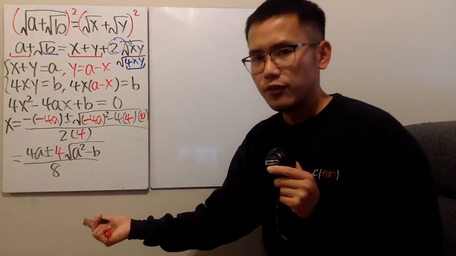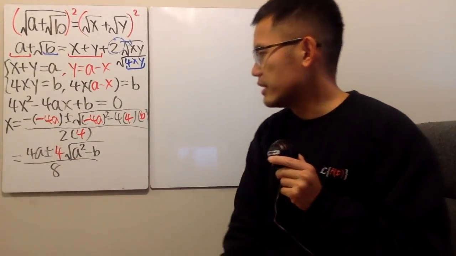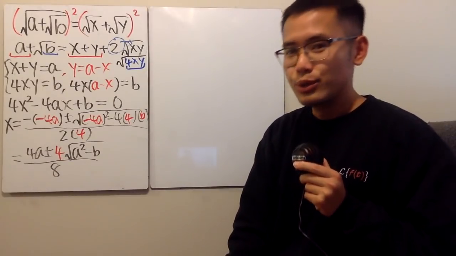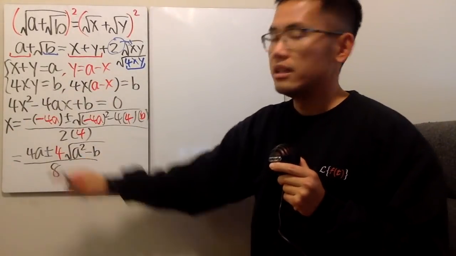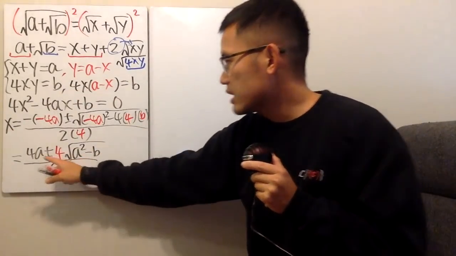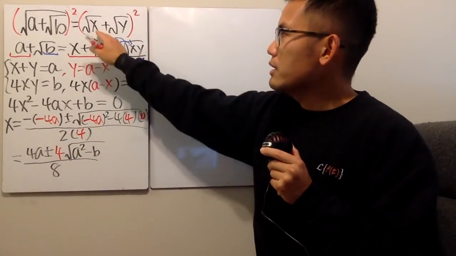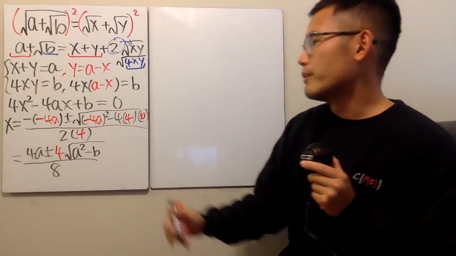I know I can reduce the 4, but for the x, do I pick the positive or do I pick the negative? I don't know. Well, actually, I do know. The truth is, if you pick the positive for x, then the y will be the negative. Likewise, if you pick the negative for x, then the y will be positive. Why? You can look at this, because the order of x and y doesn't matter, right? But I will demonstrate though.